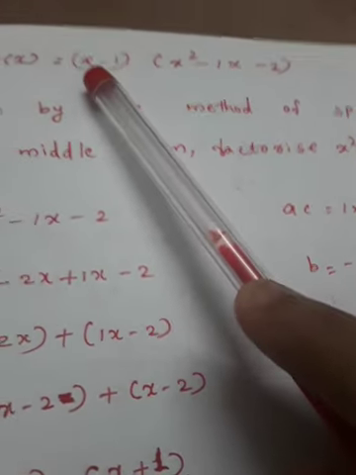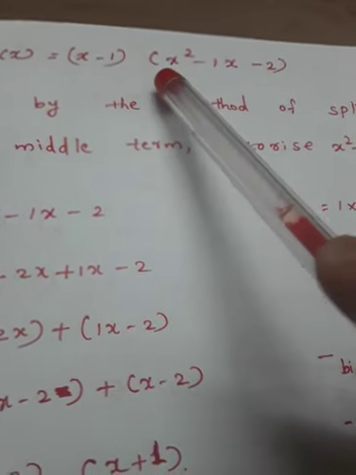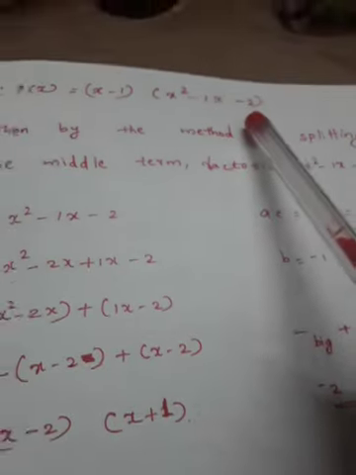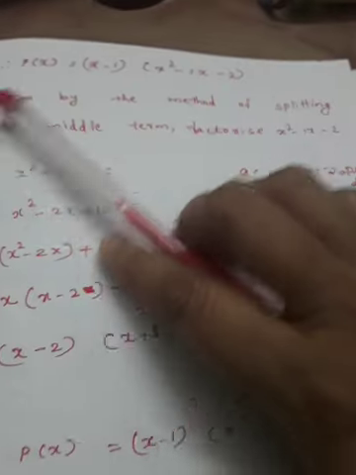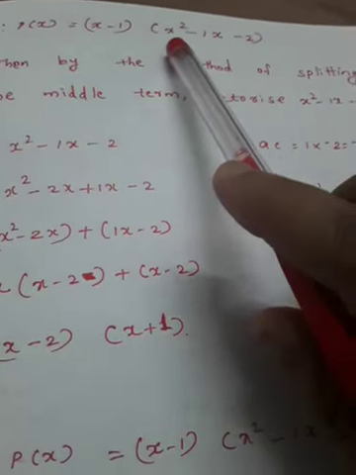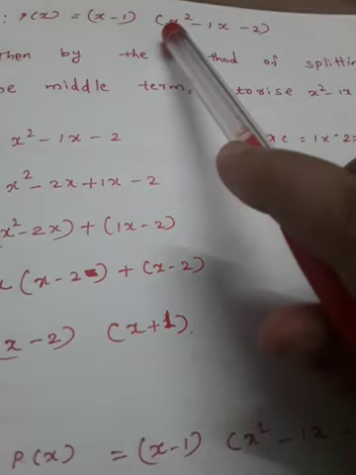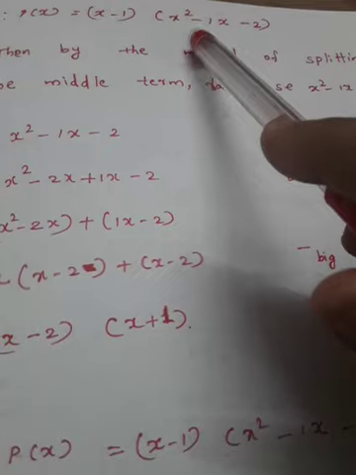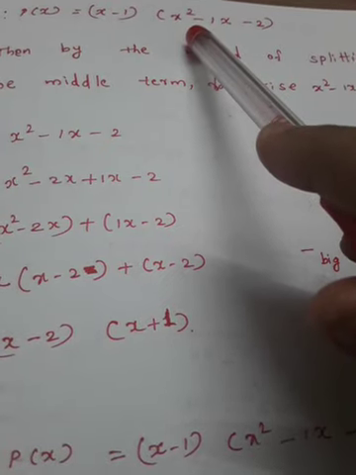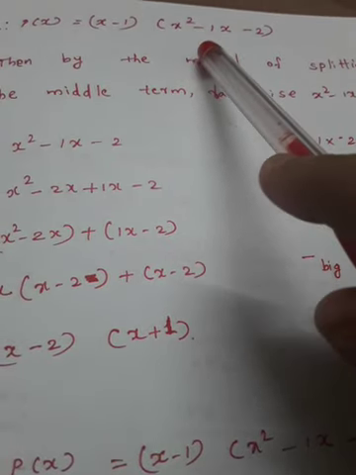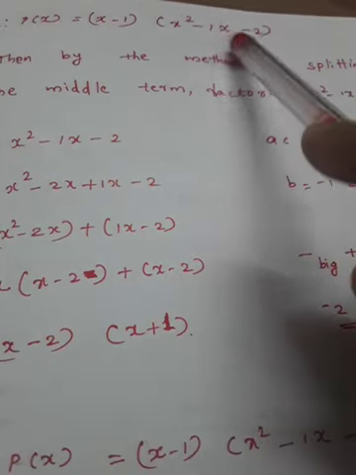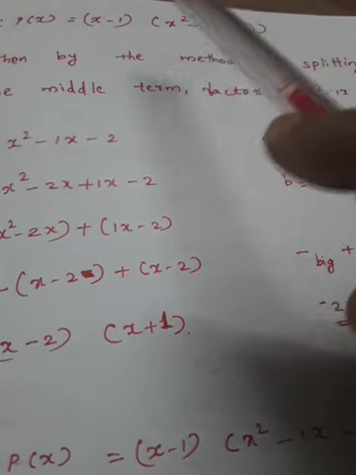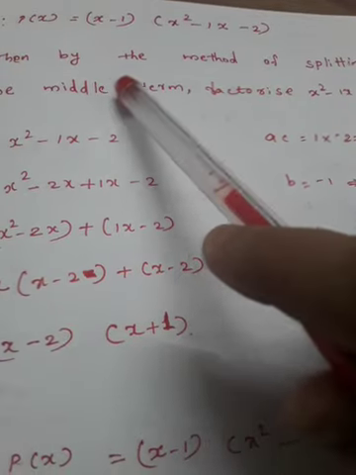x minus 1 is a factor that we already found. Now we got another factor, that is x square minus 1x minus 2. Then the next step is we want to factorize this, because it is a quadratic polynomial. This is linear, this is quadratic. We want to get all the factors as linear. So here we need to factorize this. This is a polynomial with 3 terms. So we need to do the method of splitting the middle term.